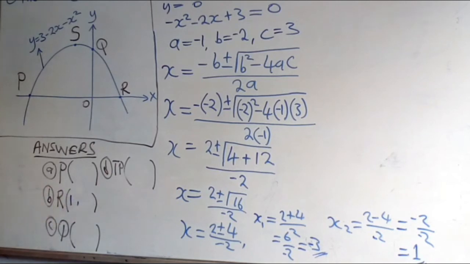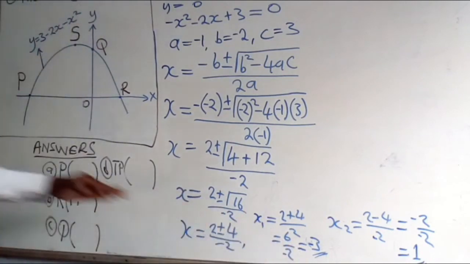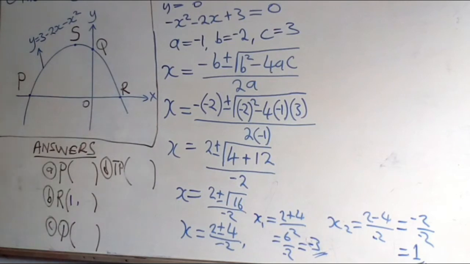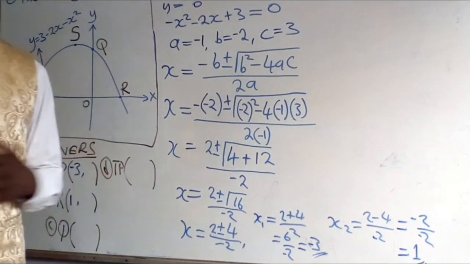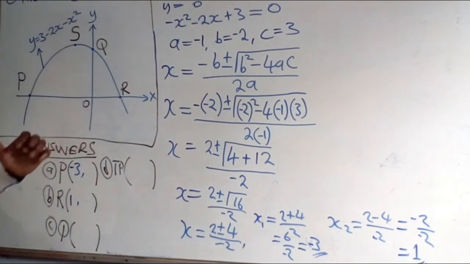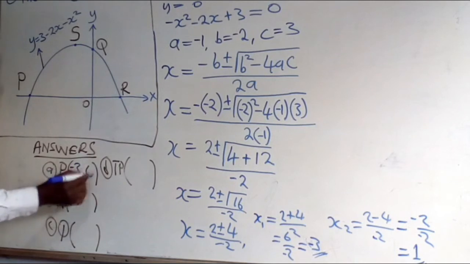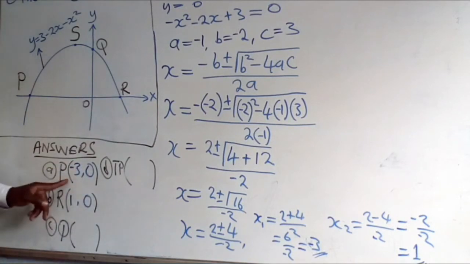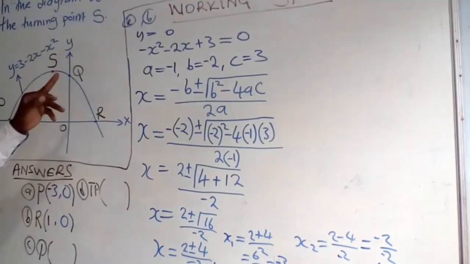Then at p, p is on the left, so it has to be negative. So at p, x is equal to -3, comma. Now let's consider what the values of y are. We said that y is supposed to be 0 on the x-axis. If y is supposed to be 0 on the x-axis, then it means that at both points y is equal to 0. Hence at p, the coordinates are -3, 0, and at r, 1, 0.